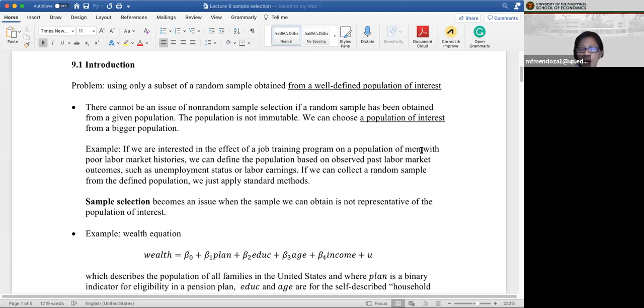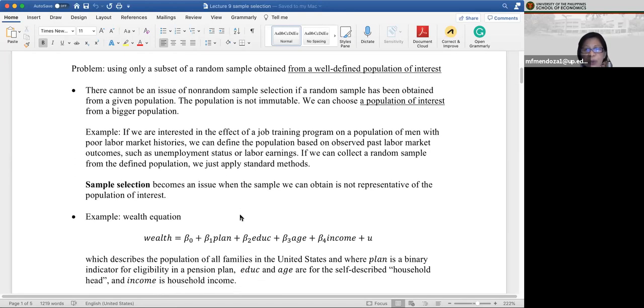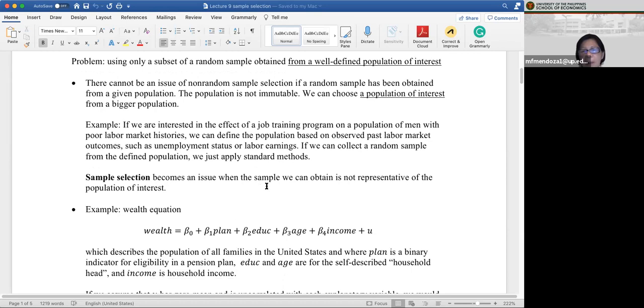Okay, so here you have defined the population of interest to be, first, you're interested only in males that have poor labor market histories. So you have to define what you mean by poor labor market histories. That can be maybe in terms of unemployment status in the past, or labor earnings. If we can collect a random sample from the defined population, we can just apply standard methods. We have no sample selection problem. Sample selection becomes an issue when the sample we can obtain is not representative of the population of interest. So that is basically what sample selection is: the sample obtained is not representative of the population of interest.